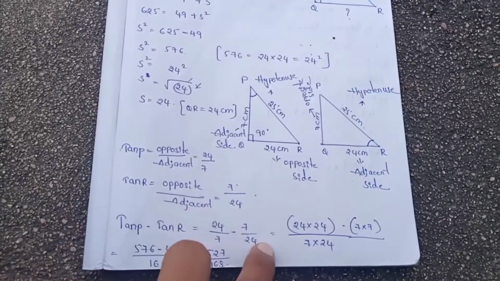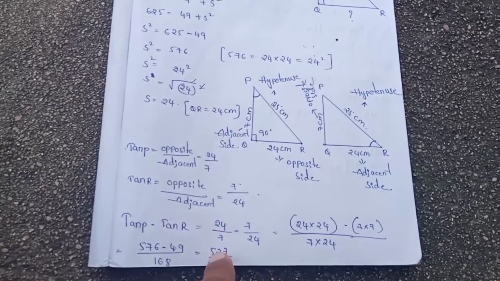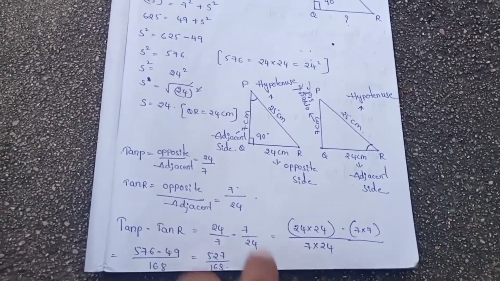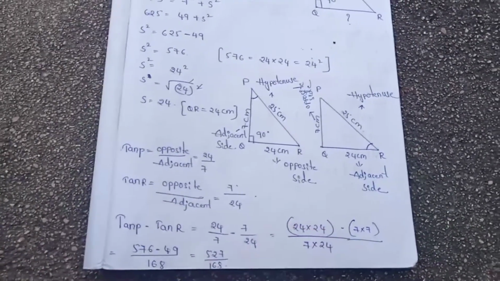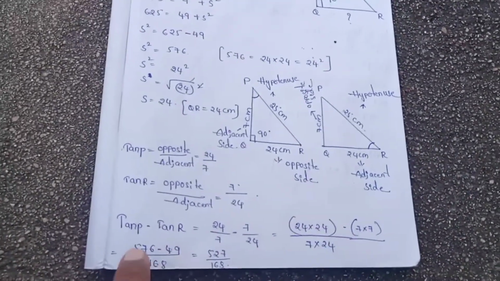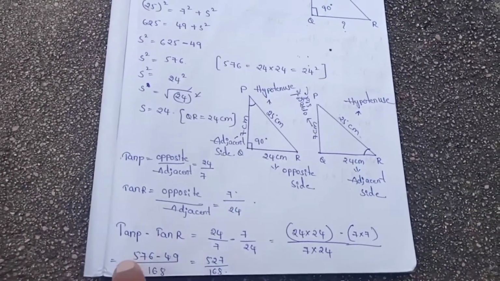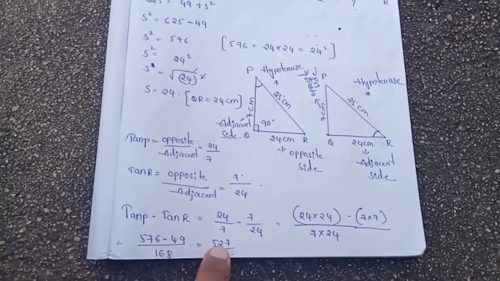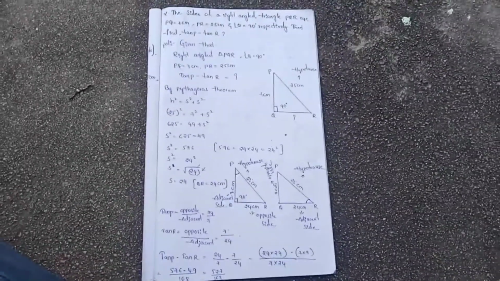See here, cross multiplication, and minus we have to write, and we have to do cross multiplication here again by 7 into 24. 24 into 24 is nothing but 576, minus 7 into 7 is nothing but 49, by 7 into 24, which is 168. That is equal to 576 minus 49, which is 527 by 168. This is our second problem.